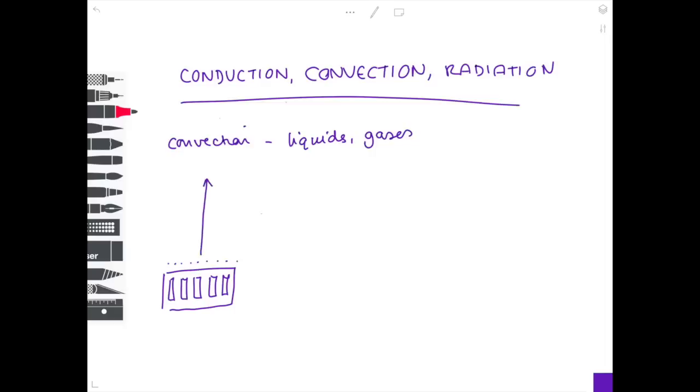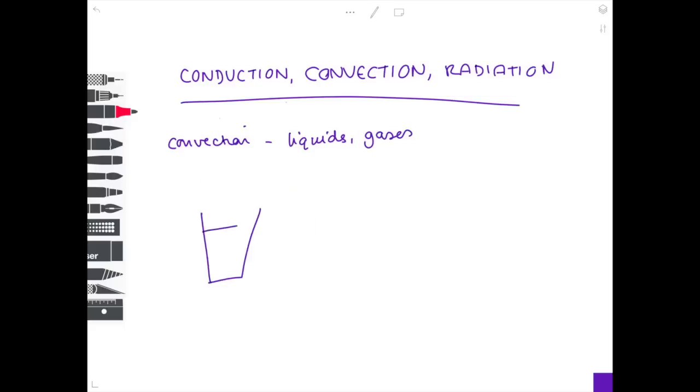As they rise, they become cooler. By definition, they become denser, and therefore they sink. And before you know it, a convection current has been set up whereby the process keeps repeating. And that's how a radiator in the corner of a room can actually heat up the entire room.